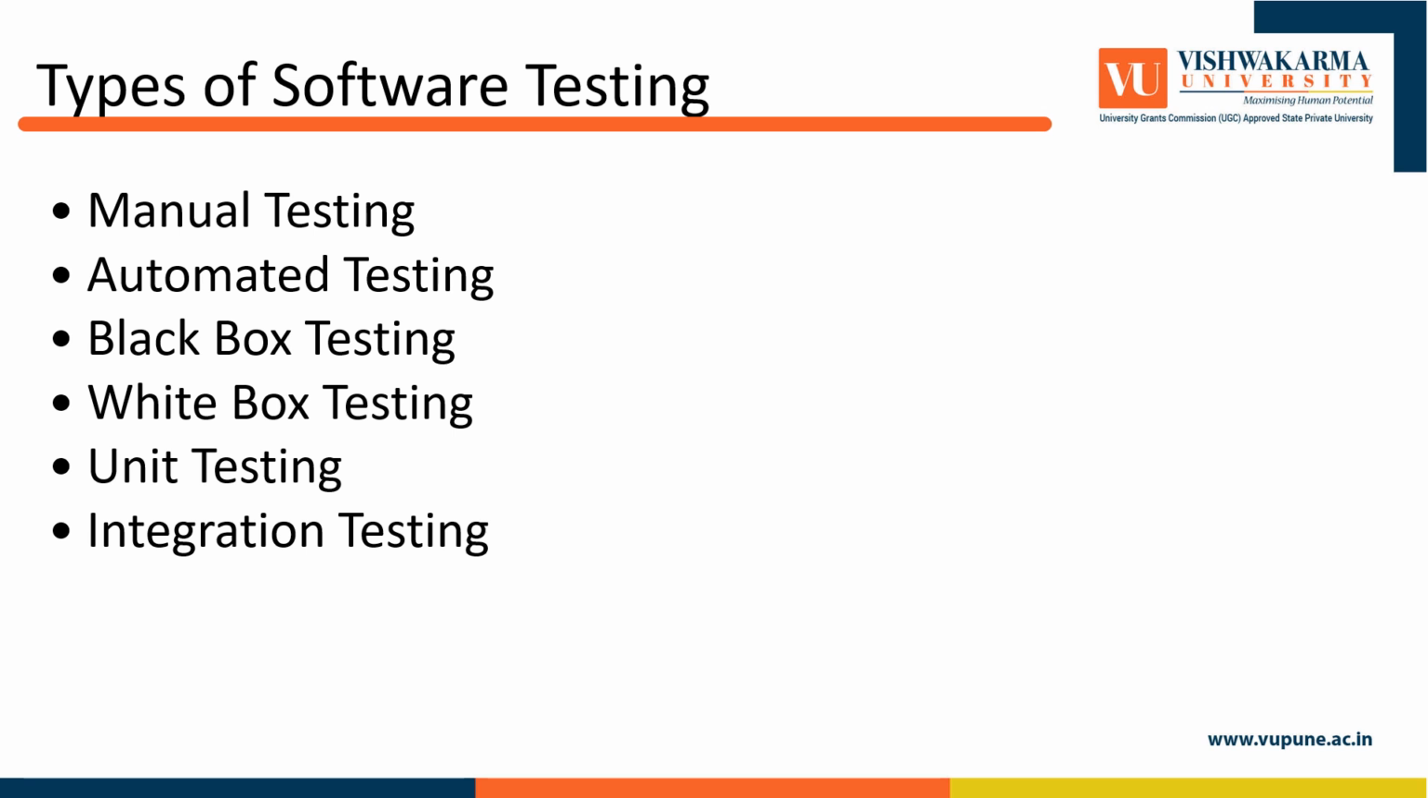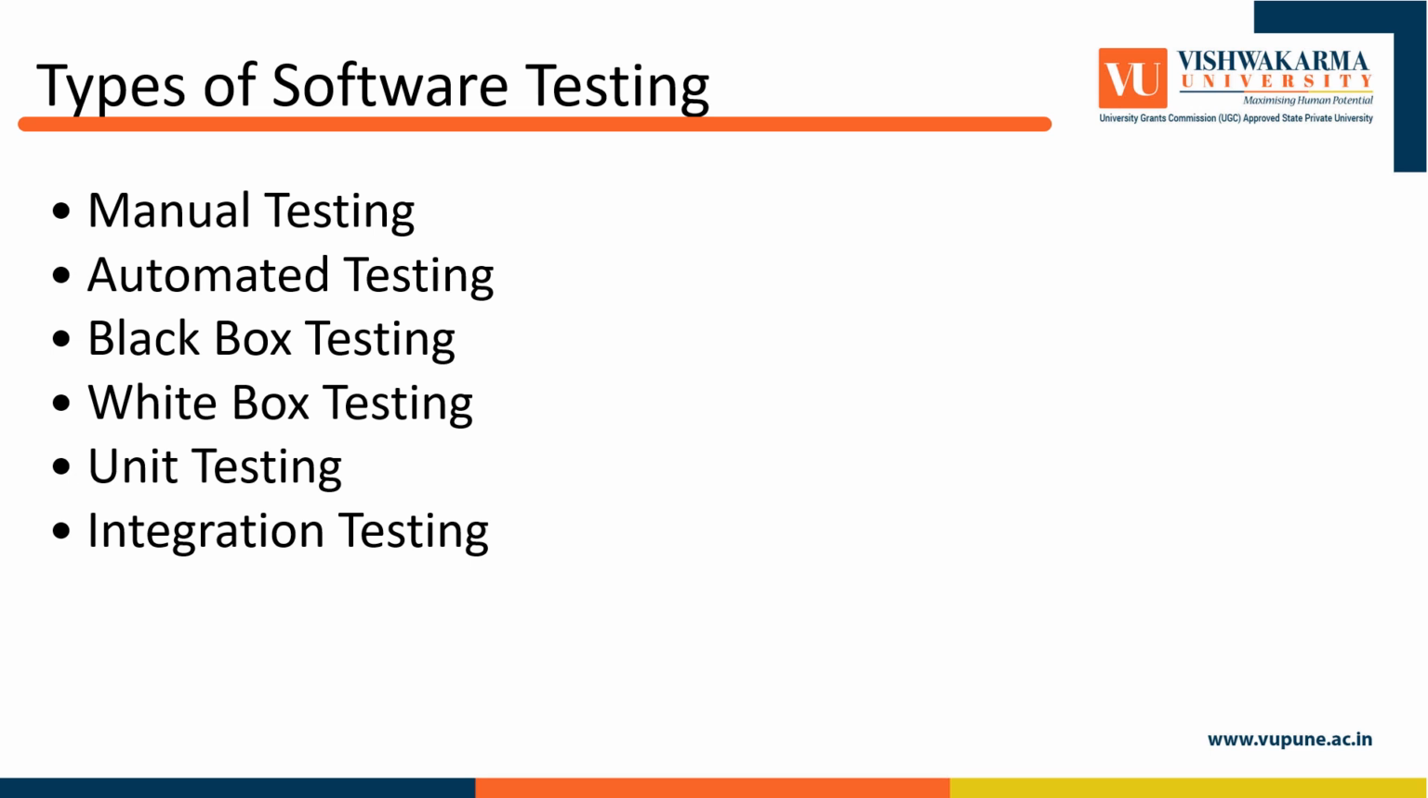With these objectives in mind, let's explore the types of testing. There are many types of testing and each serves a different purpose. Manual testing is done by humans without any tools. It's time consuming but useful for smaller projects. Automated testing uses tools and scripts to run tests quickly and repeatedly, used for large projects.